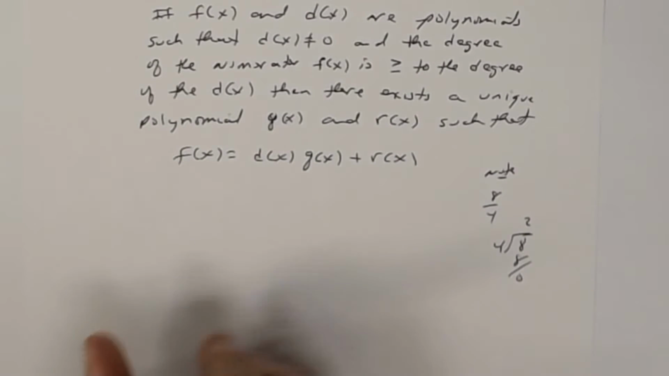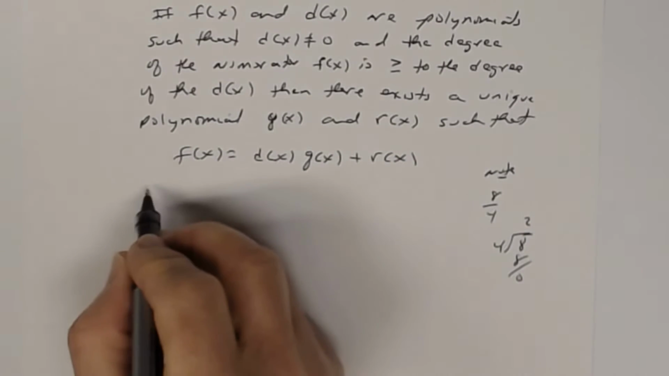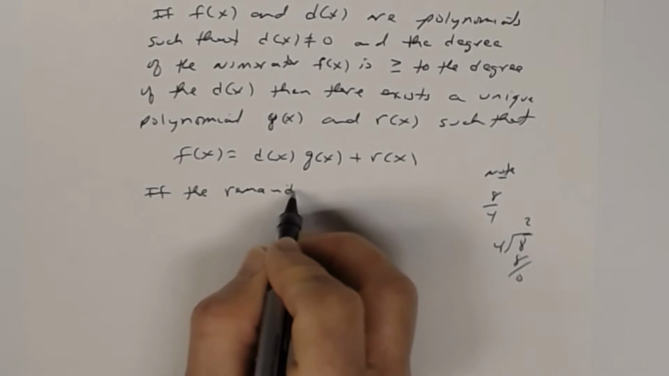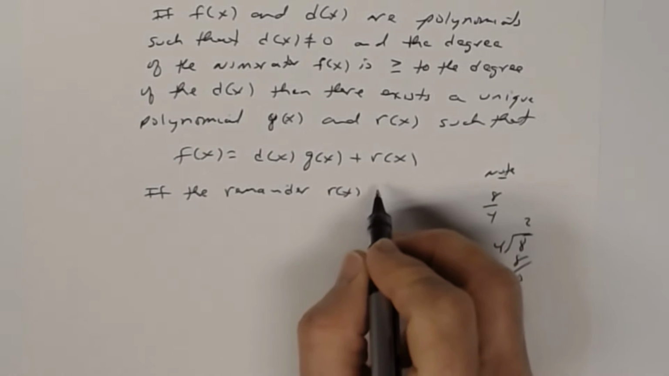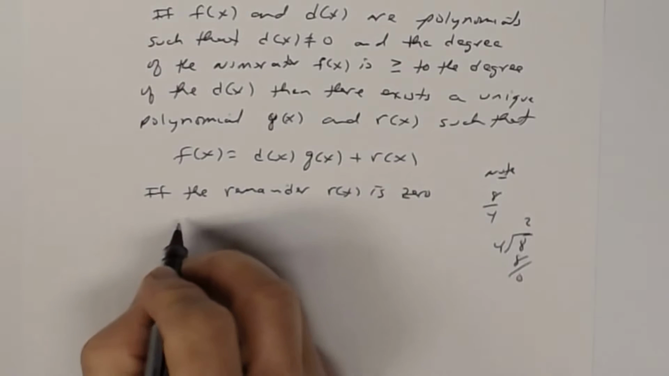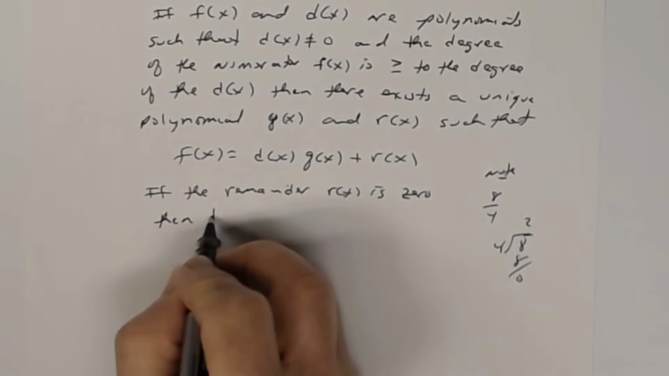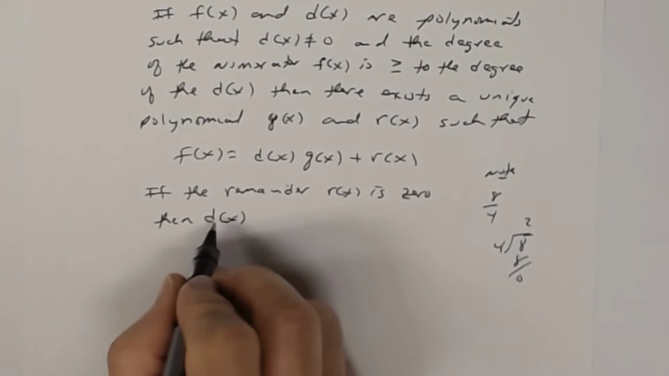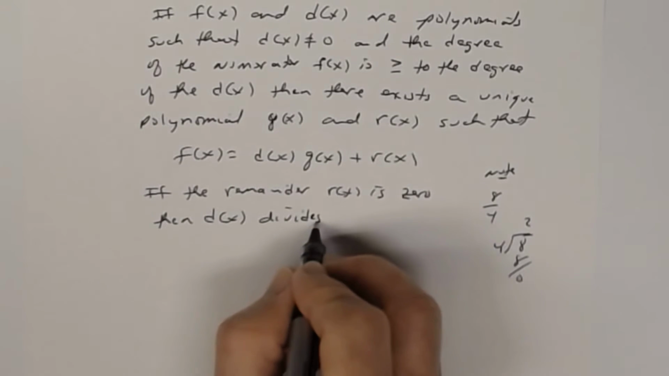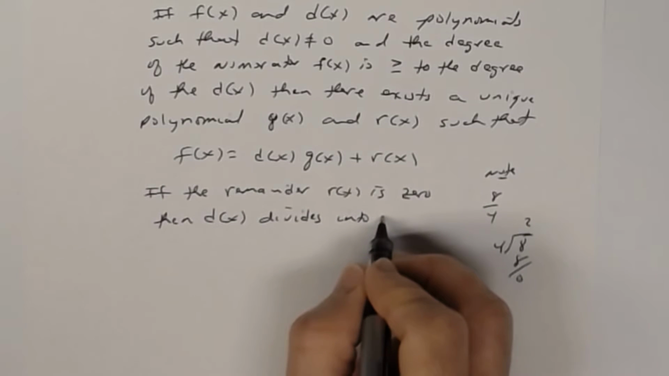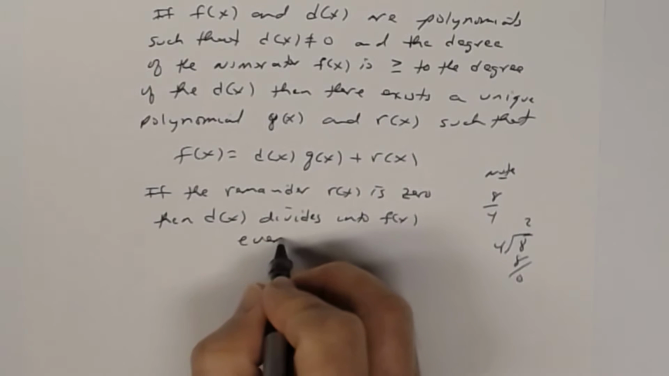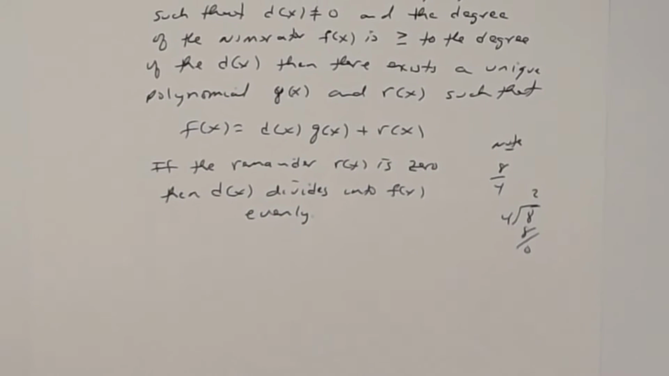All right, so the next thing I want to say is this now. If the remainder r of x is 0, then the divisor d of x divides into f of x evenly. Okay, so that's what that means.